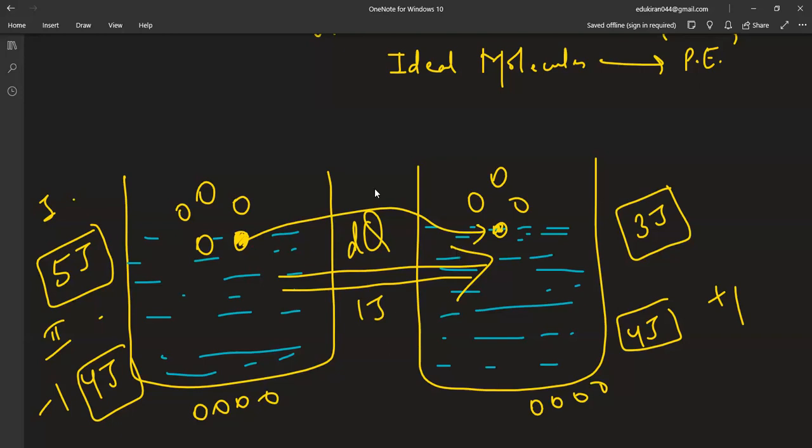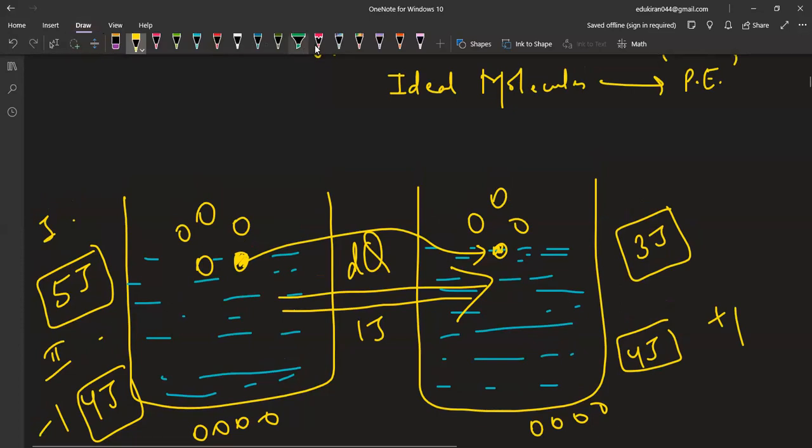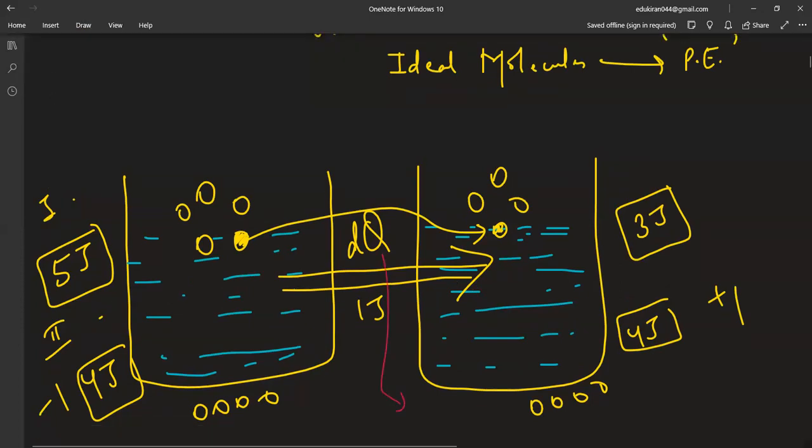Now class, the amount of energy that transferred from one body to another body in order to maintain the temperature, in order to maintain the energy, in order to conserve it, this quantity is known as heat. We have been just studying heat as temperature. No, this quantity, this is known as the heat.